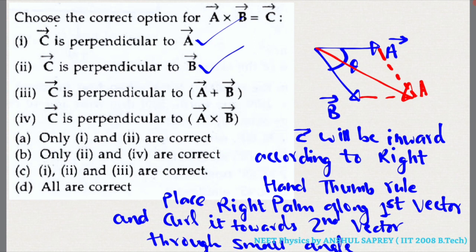This diagonal is a vector plus b vector. So clearly a vector plus b vector is in the plane of a vector and b vector. So that is also perpendicular to c vector. So statements 1, 2 and 3 are correct. Fourth is wrong because c vector is parallel to a cross b. So our option is C.